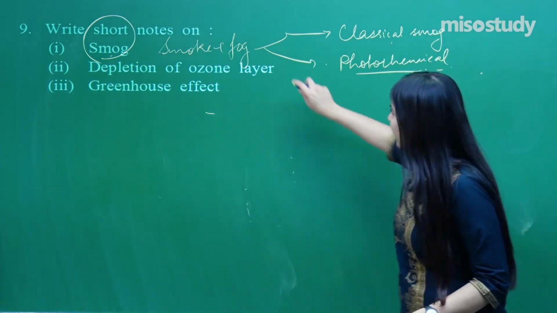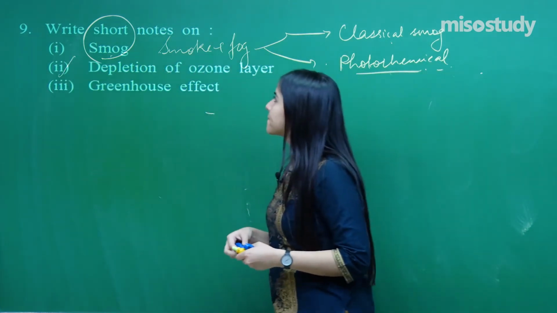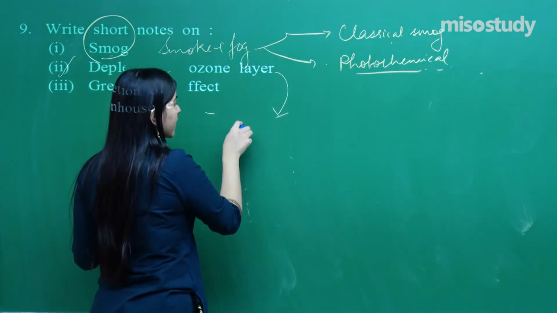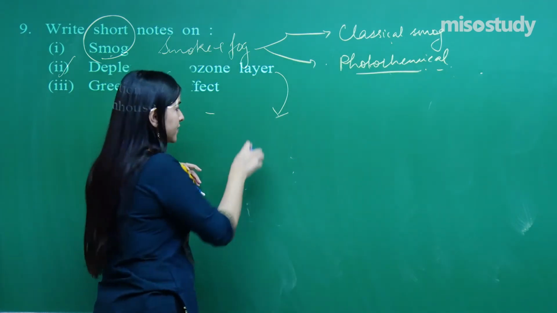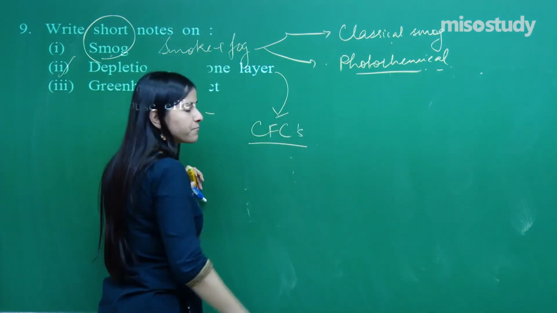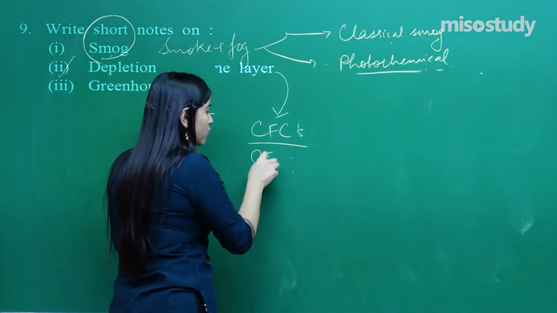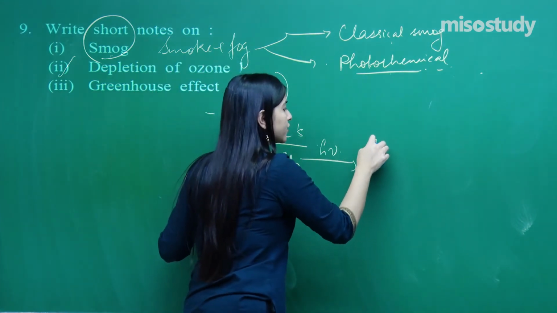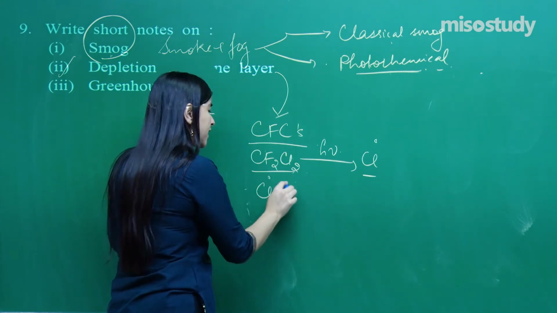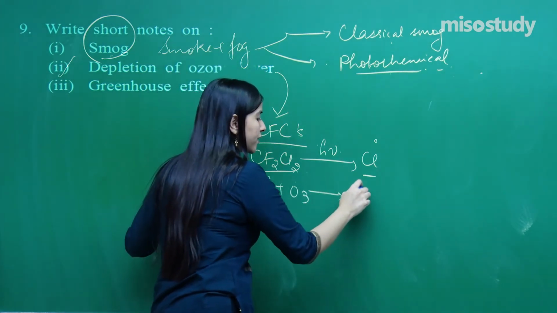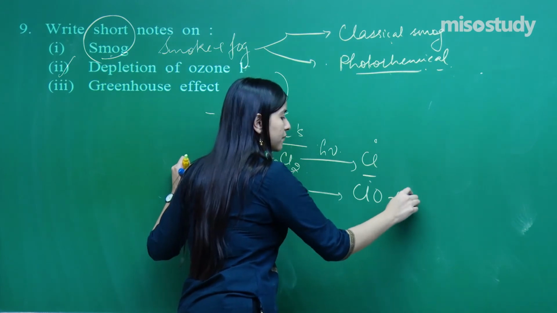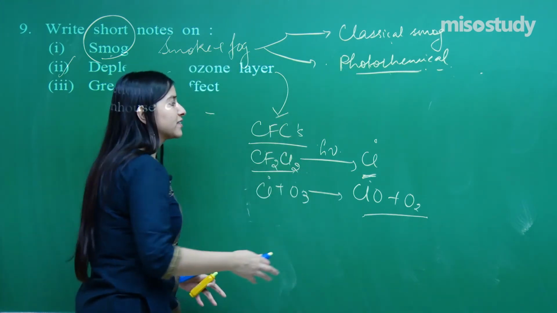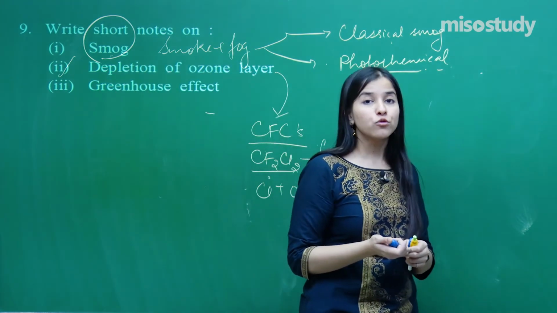Next one, depletion of the ozone layer. You need to write the short note. First of all, tell them how the ozone layer is basically depleted. CFCs are the main culprits, chlorofluorocarbons. You can also mention the reaction, right? Chlorofluorocarbon in the presence of sunlight gets broken into a free radical. This free radical combines with ozone forming ClO free radical plus O2, right? This is the thing, clear? Okay, so such reactions you can mention, to show how the ozone layer is depleted.